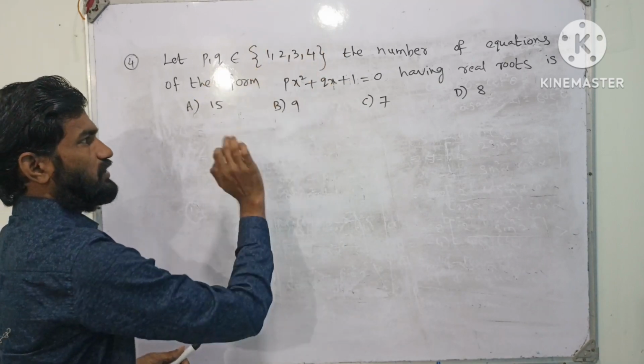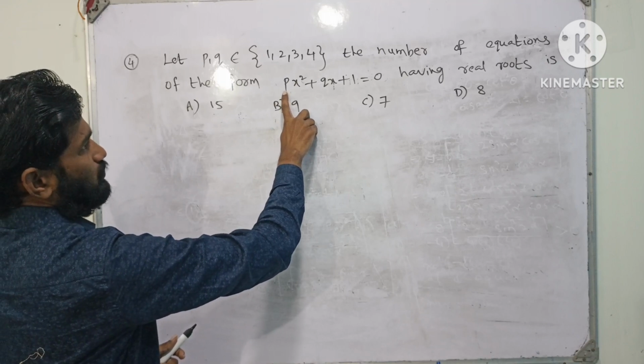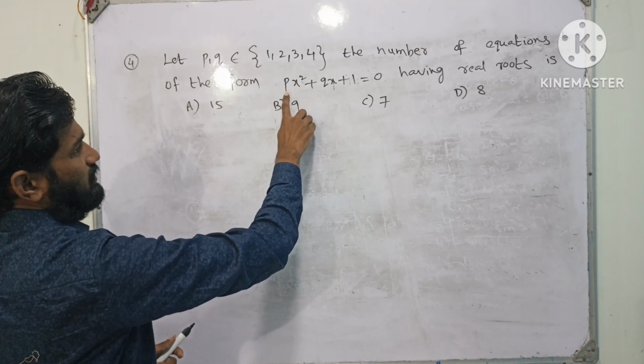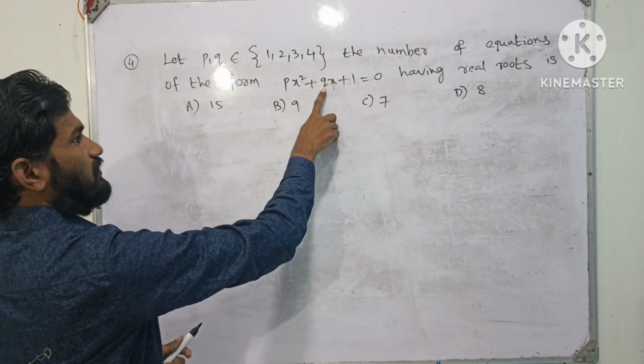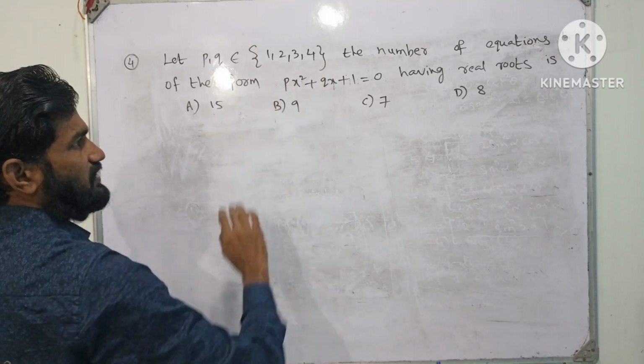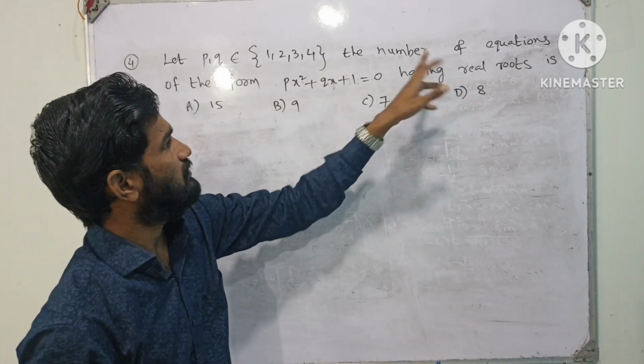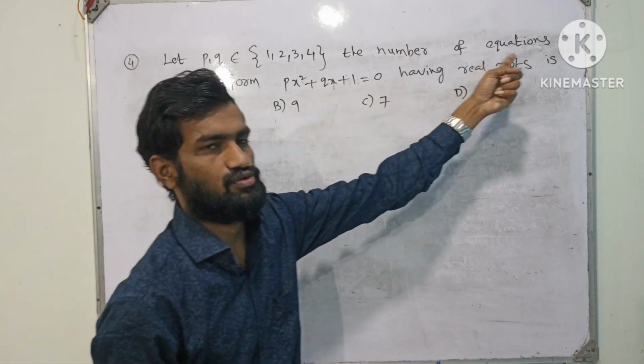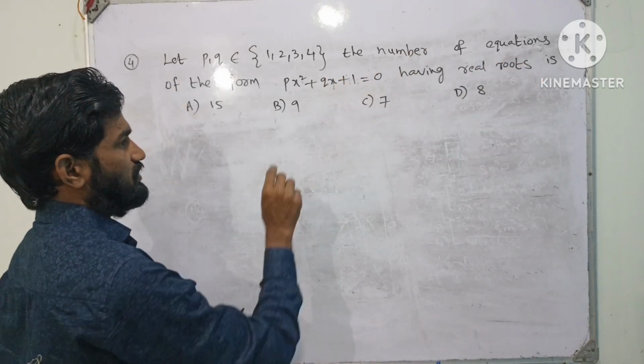Only 1, 2, 3, 4 we need to take. We need to substitute 1, 2, 3, 4, either 1 here, 2 here, 3 here or 4 here, or also we can take 1, 2, 3, 4 here. And we can fix it so that the equation has real roots. Okay, that is the question.